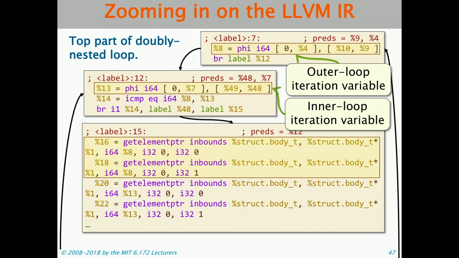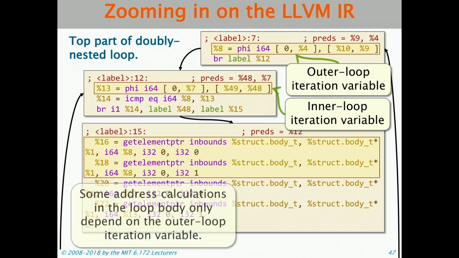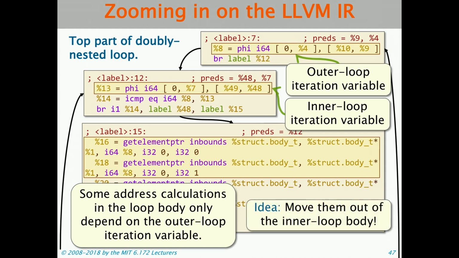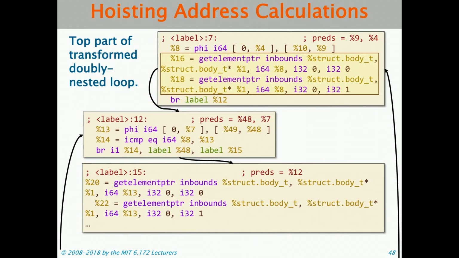So what can we do with those instructions? Bring them out of the inner loop. Why should we keep computing these addresses in the innermost loop when we could just compute them once in the outer loop? That optimization is called code hoisting, or loop invariant code motion. Those instructions are invariant to the code in the innermost loop, so you hoist them out. And once you hoist them out, you end up with a transformed loop that looks something like this.